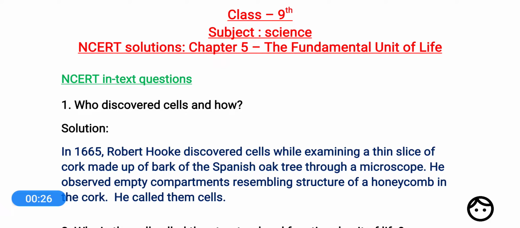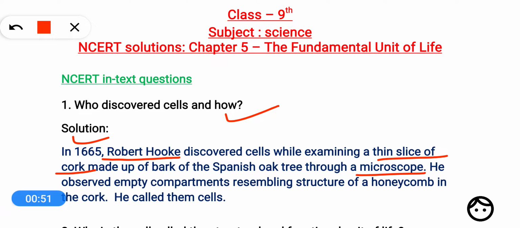And first of all, we will start with the NCERT in-text questions, the questions which are given within the text of your chapters. So, first question: who discovered cell and how? Robert Hooke discovered the cell in 1665. He observed thin slices of a cork through a microscope, and the cork was made up of the bark of the Spanish oak tree. When he observed with the microscope, certain empty compartments which resembled honeycomb-like structures were observed. To these empty compartments, Robert Hooke gave the name cell.